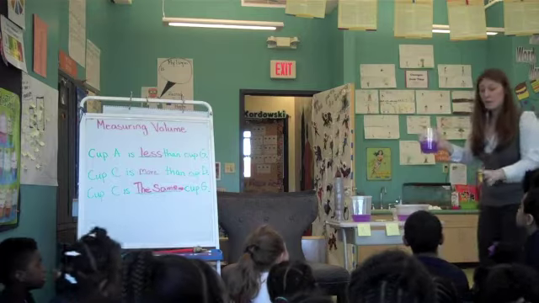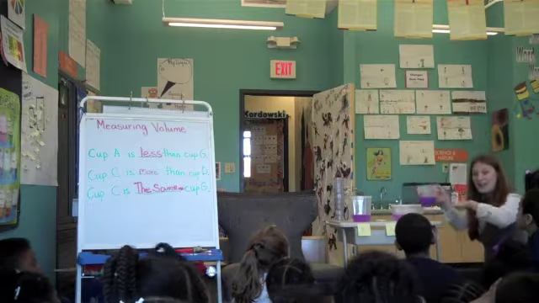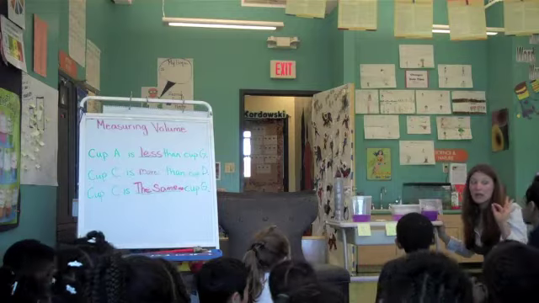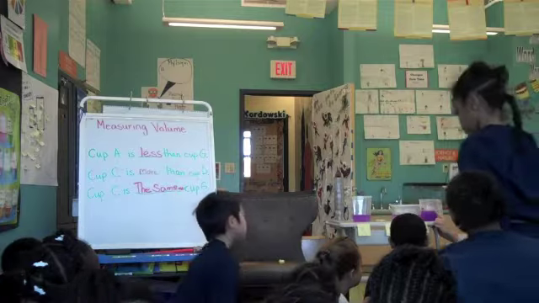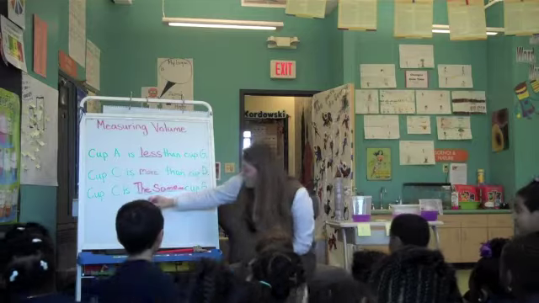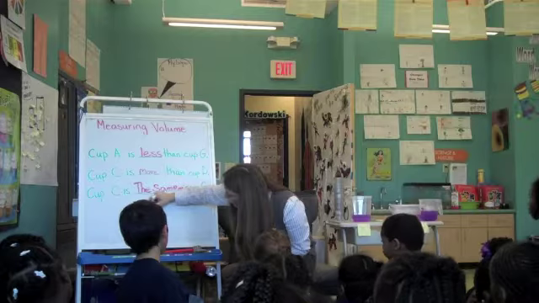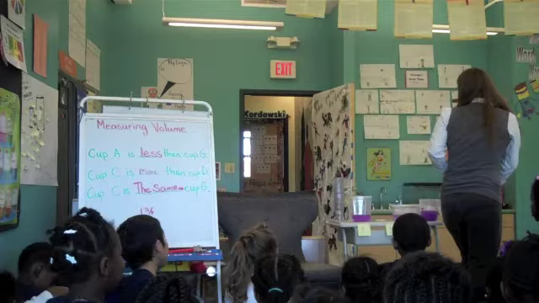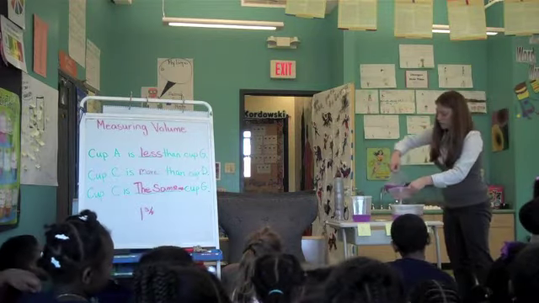Now, whenever I measure something for the volume, I always have to put it on something that is level. If I don't put it on something that's level, I won't get the precise measurement. So this goes to 1 3/4. That one is closest to 2. I'll pour that liquid back.